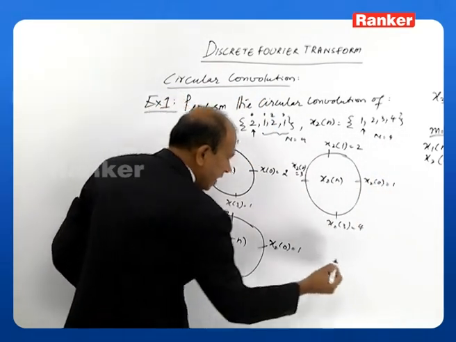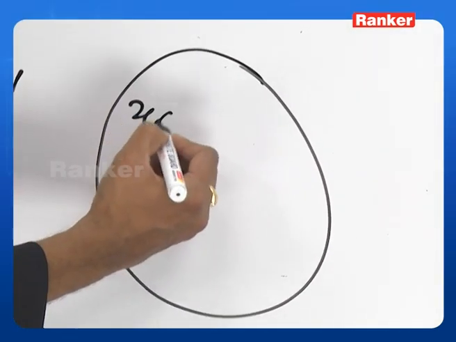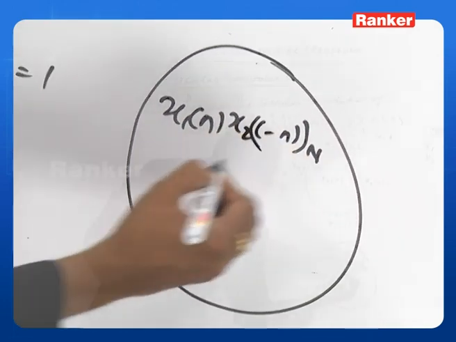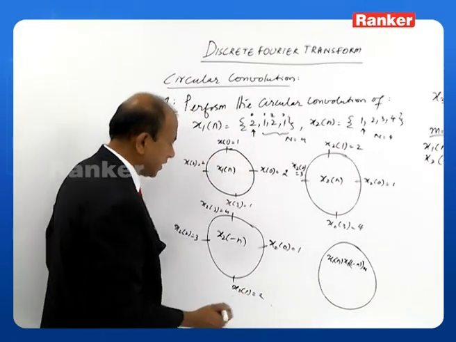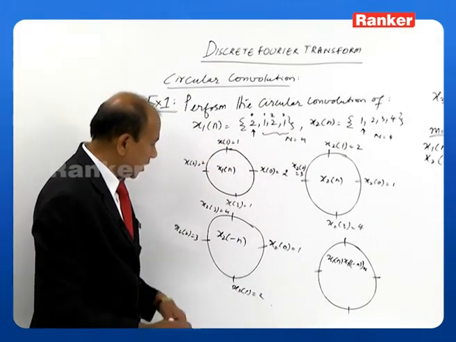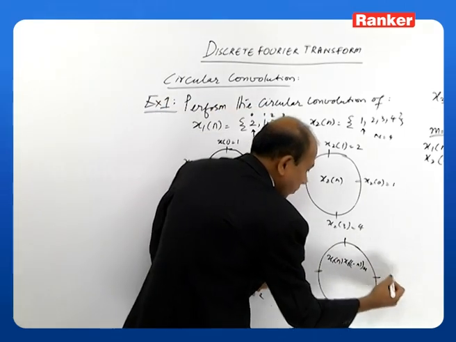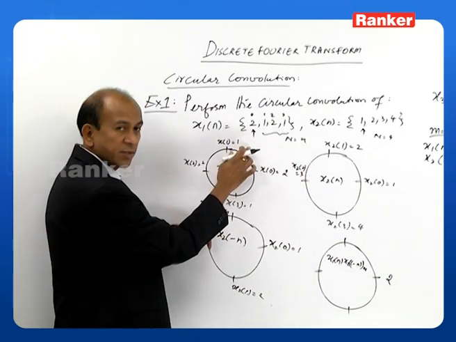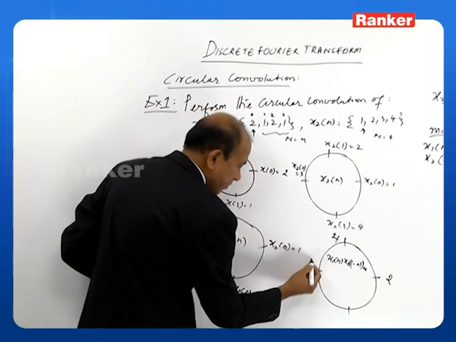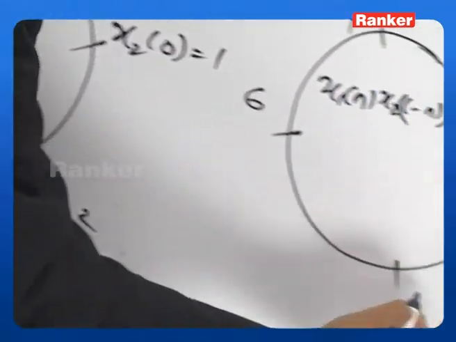Okay, so let's do this here. What is the product? I call it x1 of n and x2 of minus n, modulus n, that's always there. So how many points? There are 4 points here. Let us see. This is 1 here, this is 2 here, so let us put 2. This is 4 here, this is 1 here, so this will become 4. This is 3 here, this is 2 here, so this will become 6. And this is 2 here and this is 1 here, so this will become 2.